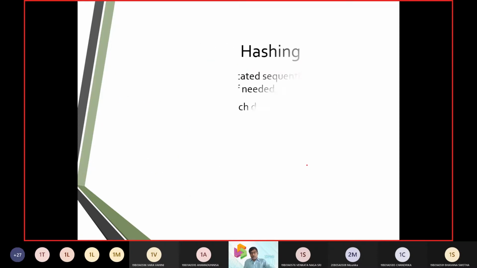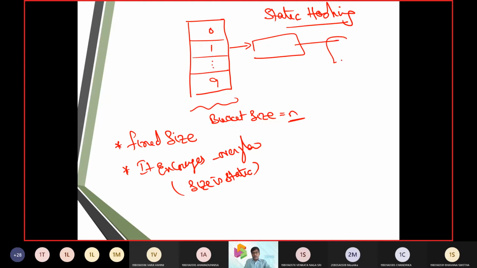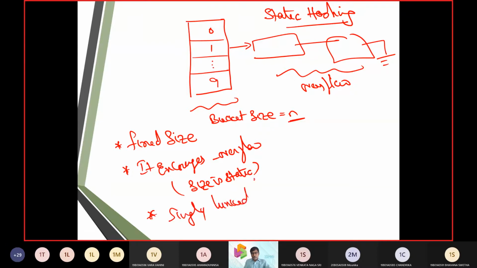So bucket 0, bucket 1, bucket 2, 3, 4, 9. In this way we are going to get the elements. I can say bucket size is n, and similarly if there were some extensions, these elements we are going to call overflow items. It is implemented with a singly linked list.